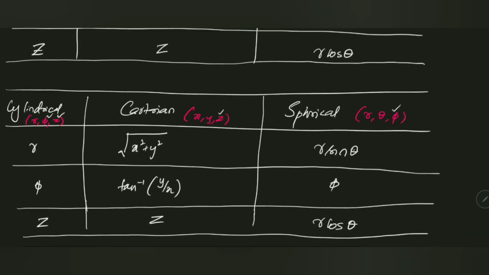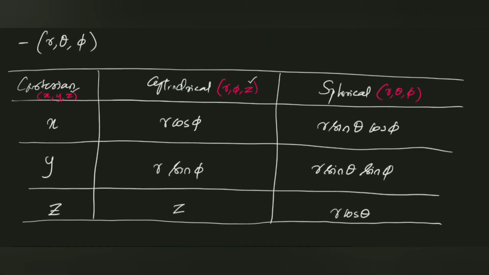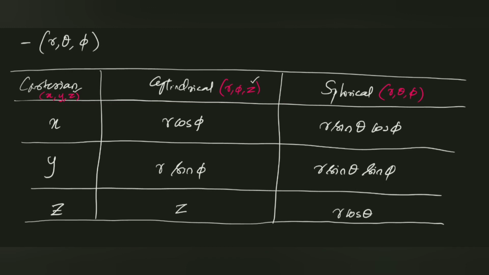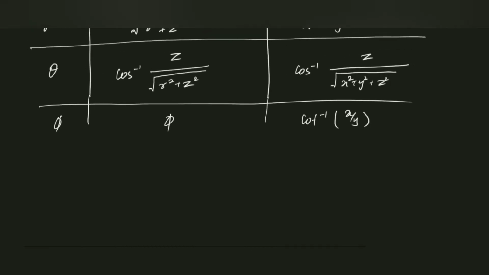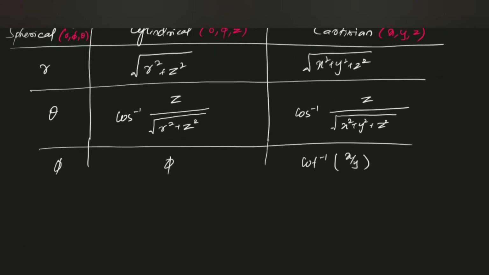So these three tabulations are very important, as they describe how to convert or represent one coordinate system with respect to the other. You should know all three very well, so that it will be useful in problems or any derivations in the forthcoming lectures as you study. Thank you.